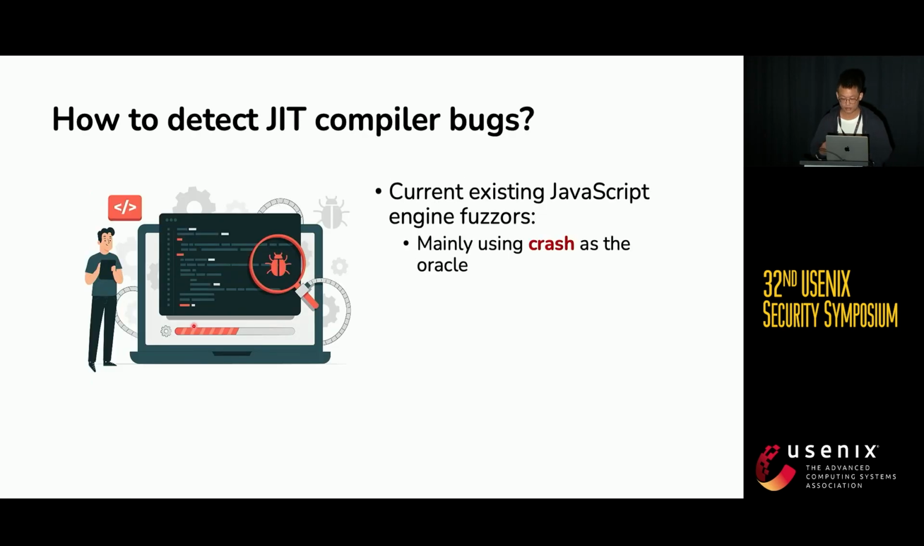So in this work, the authors set the goal of proposing advanced fuzzing techniques to detect more JIT compiler bugs. Throughout the investigation, we found that existing JavaScript engine fuzzing works mainly use crash as the only oracle to detect JIT bugs. So this raises a question: is using crash as the only oracle enough to detect these bugs?